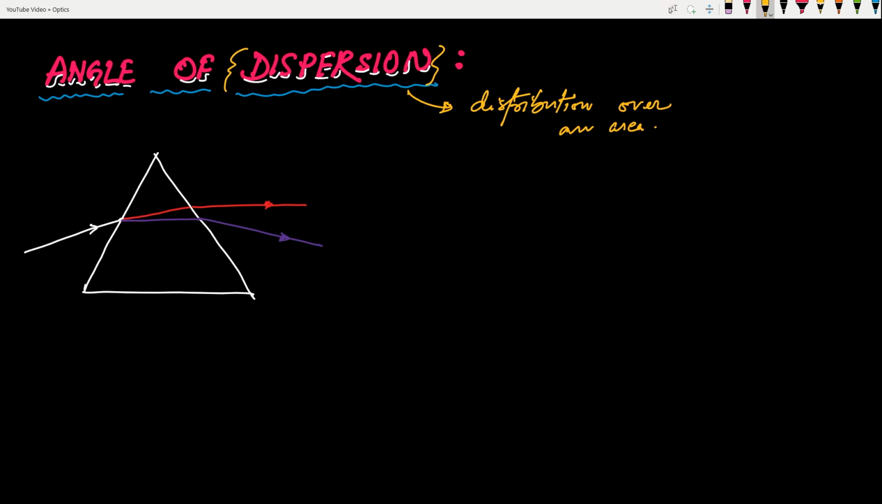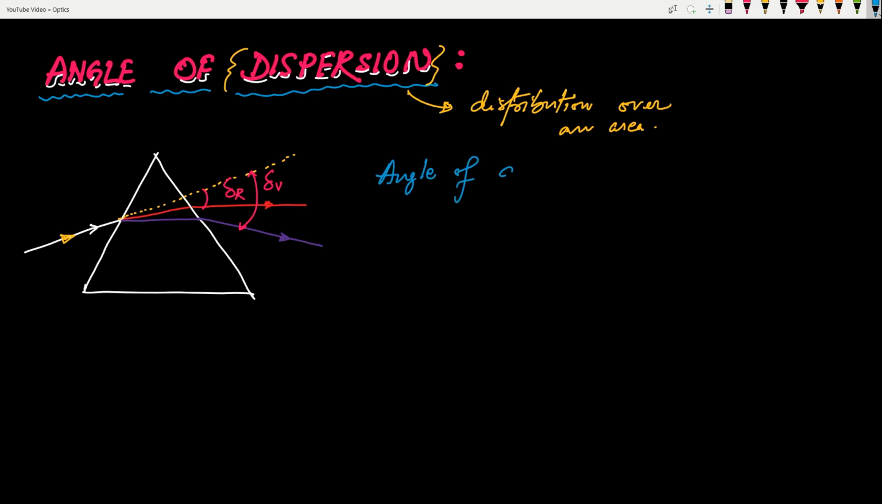So let's see, if this is the white light, the actual path of the white light should have been this one, isn't it, if there was no refraction? But due to refraction and dispersion, angle of deviation is produced different for different colors. So for red color, this is the angle of deviation, and this is the angle of deviation for violet, isn't it? Simple as that.